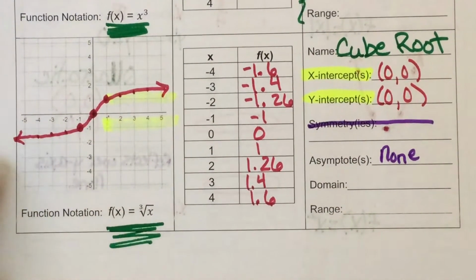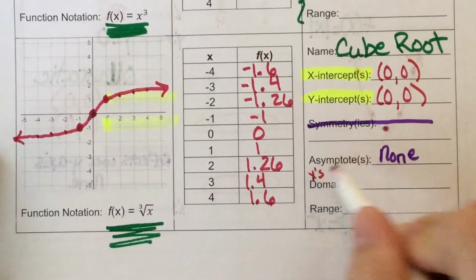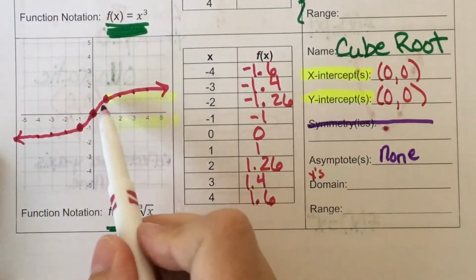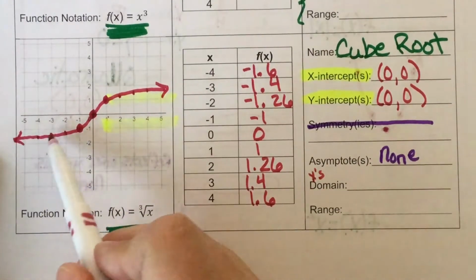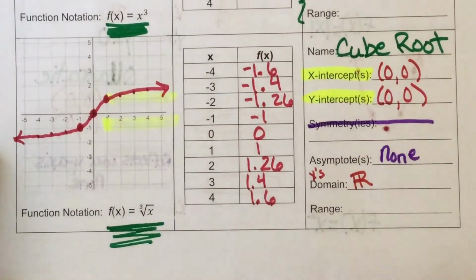So now let's talk about domain. Any ideas what those x's are doing? They are going forever to the left, and they're going forever to the right. So the domain is all real numbers.